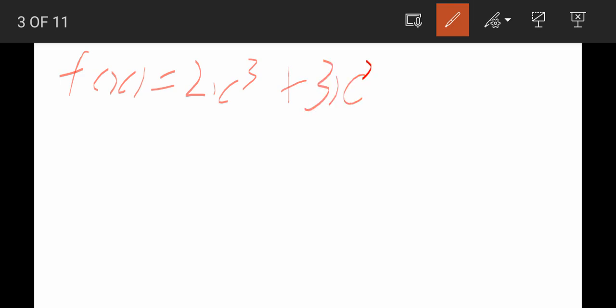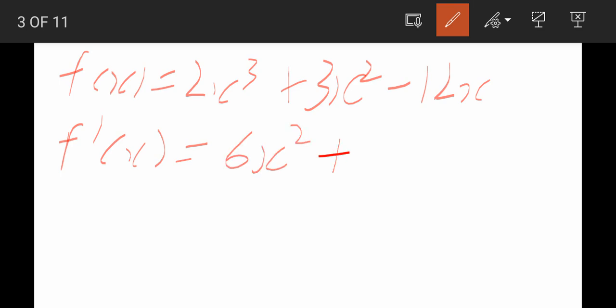So we're going to have this one originally as it is: 2x cubed plus 3x squared minus 12x. Then what are we going to do? We're going to derive that expression. Then now we have 6x squared plus 6x minus 12.